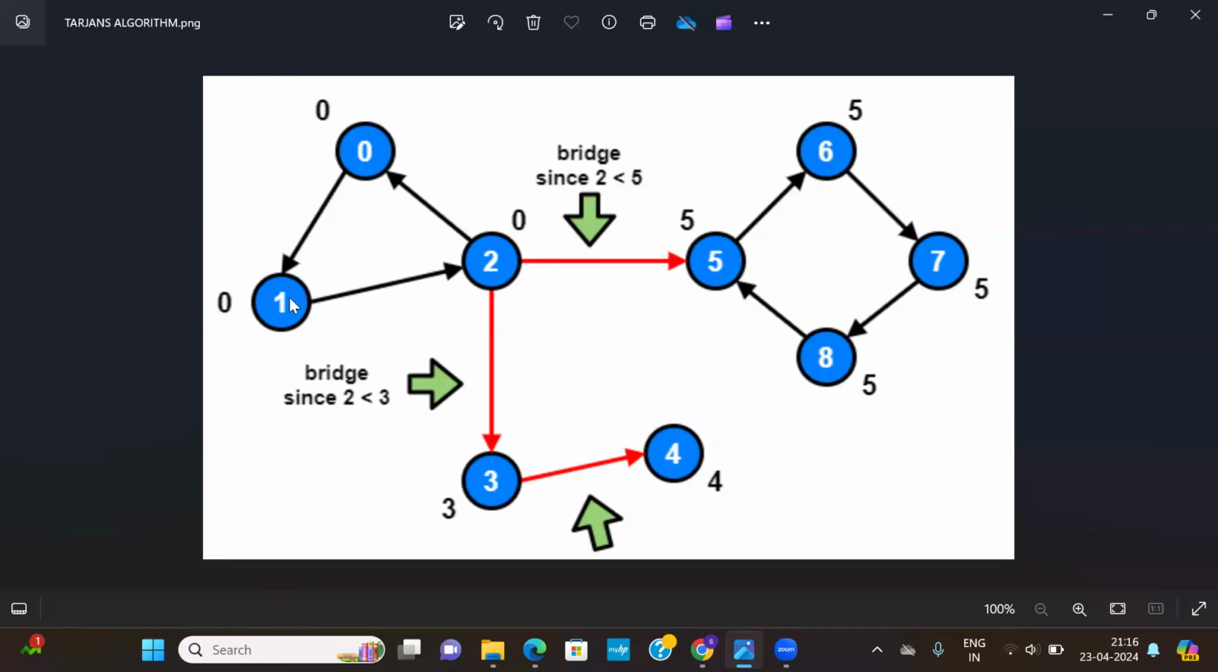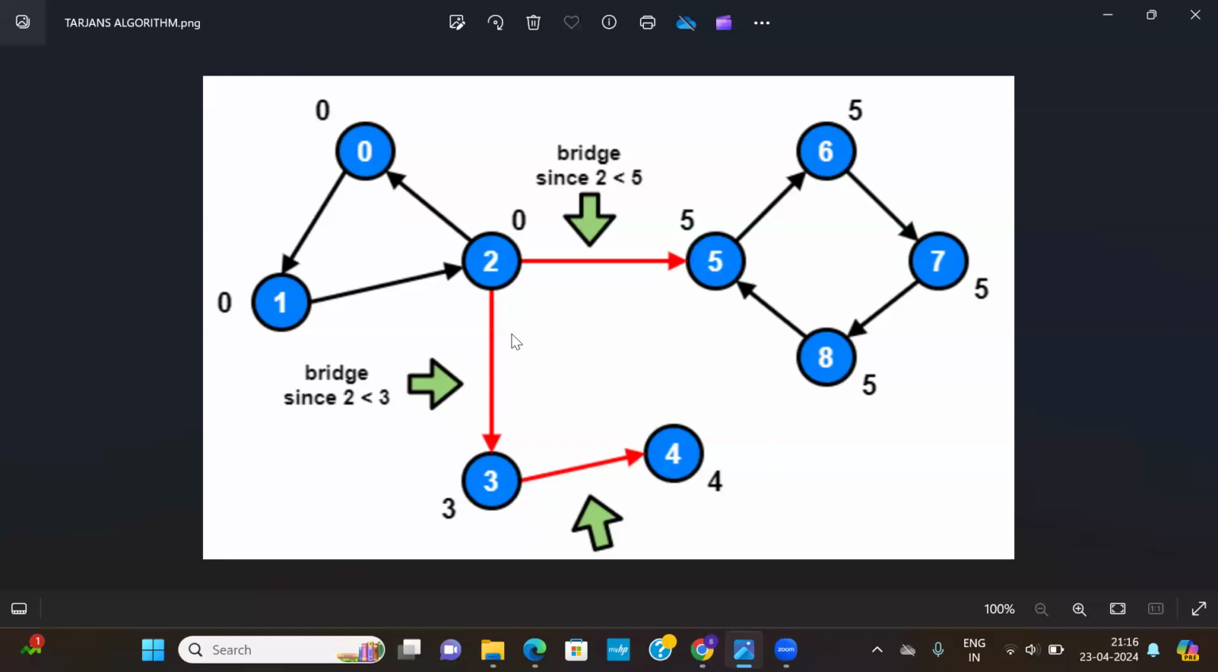What is the lowest time of insertion of 1? It was 1 only, so it will get updated. And from 1, it will go to 0. 0 is its parent. So the lowest time of insertion becomes 2, and in a similar way when we compare, these will not come out to be critical connections. So at the end, we will return these critical connections: the ones connecting 2 and 5, connecting 2 and 3, and connecting 3 and 4.